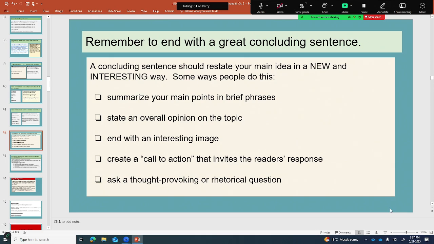Remember to end your paragraph with a great concluding sentence. A concluding sentence should restate your main idea in a new and interesting way. Some ways that people do this: they summarize their main points in brief phrases, they state an overall opinion on the topic, they end with some sort of interesting image, or sometimes they create a call to action that invites the reader's response.